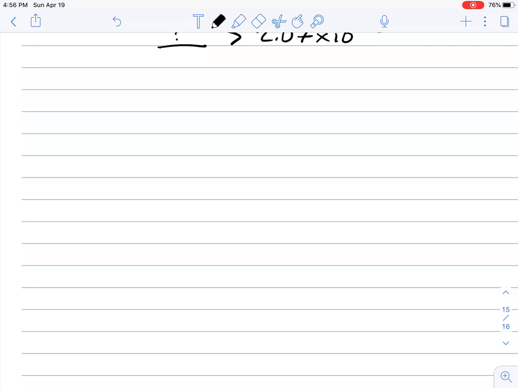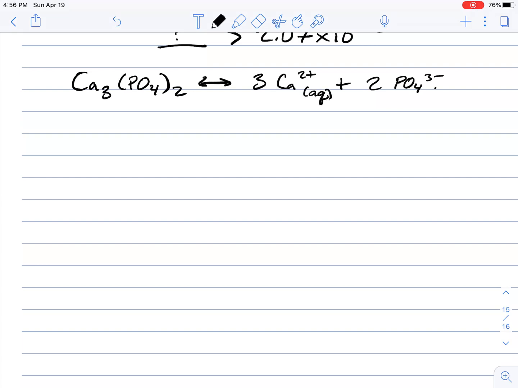And so here we have calcium phosphate. And we know that it's going to produce 3 moles of calcium for every 2 moles of phosphate, when a small fraction of that slightly soluble, mostly insoluble substance dissociates. Okay.